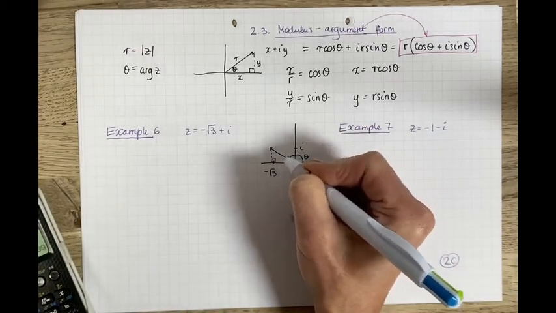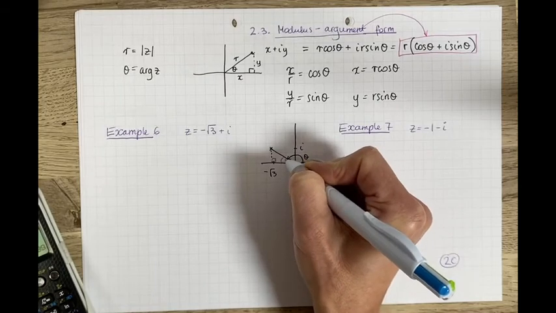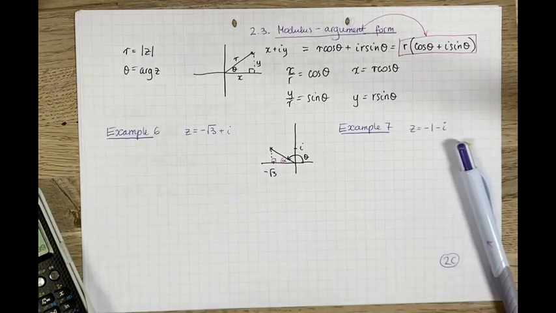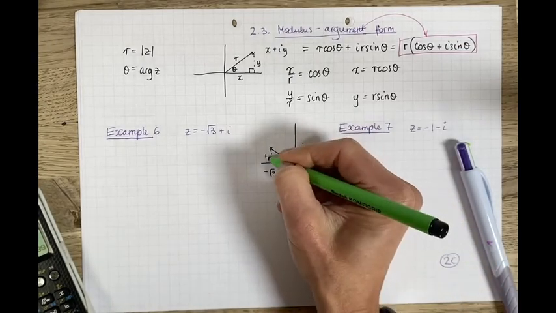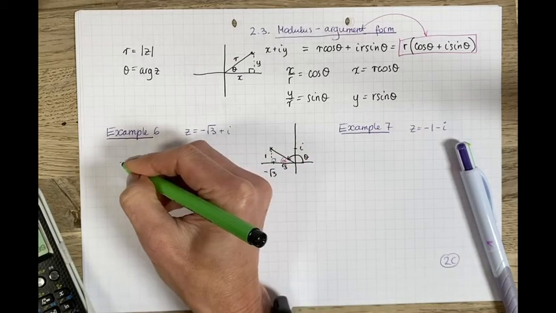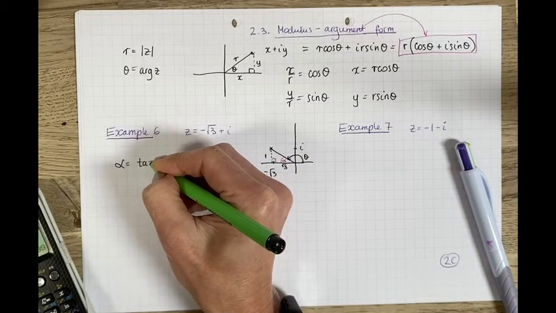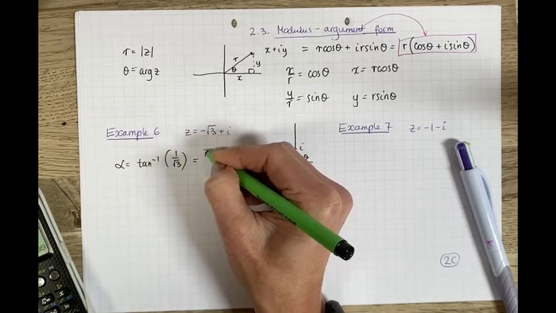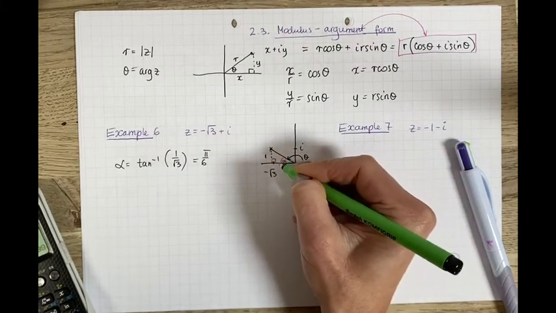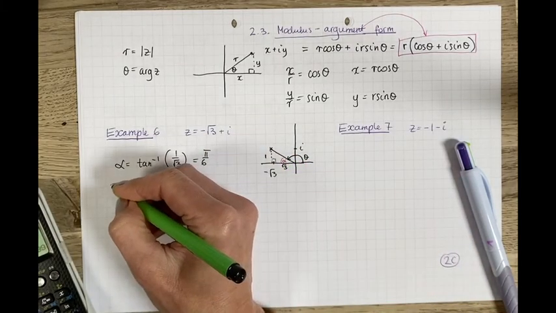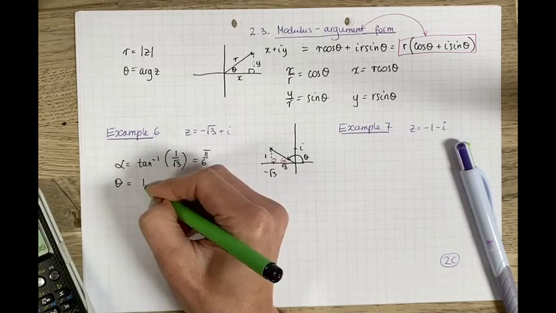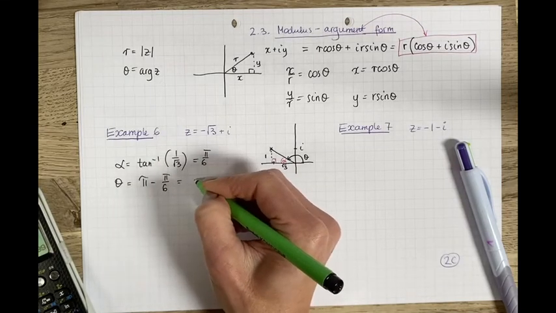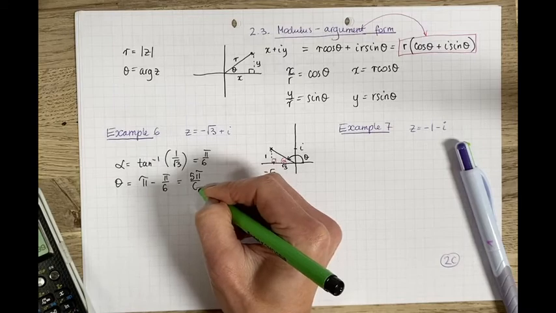So first of all, let's clarify how we can find theta. If we can find the angle that takes you up to pi and then subtract it, that will work perfectly. So this is 1, this is root 3. So alpha is going to be tan inverse of 1 over root 3. This is a common one, pi over 6, which is 30 degrees. So my argument, which is theta, is going to be pi minus pi over 6. So pi minus alpha, which is 5 pi over 6.